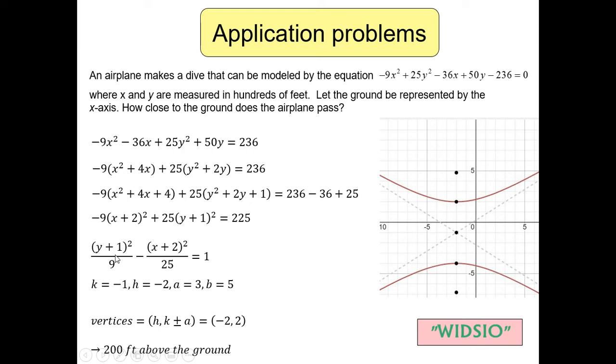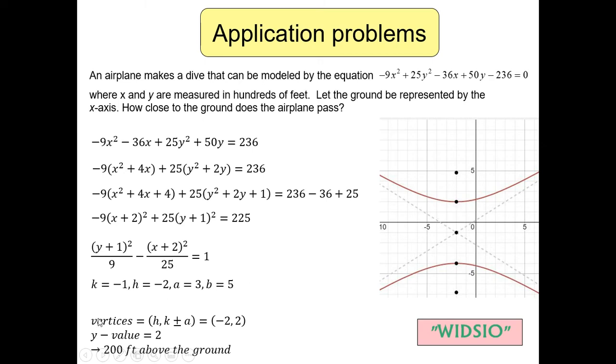That tells me that k is equal to negative 1, h is equal to negative 2, a is equal to the square root of 9, which is 3, and b is equal to the square root of 25, which is 5. That tells me my vertices are h comma k plus or minus a. Again, we're only worried about the one that's above ground, so h is negative 2, and k plus a is negative 1 plus 3, which is 2. So that's going to be at negative 2, 2.